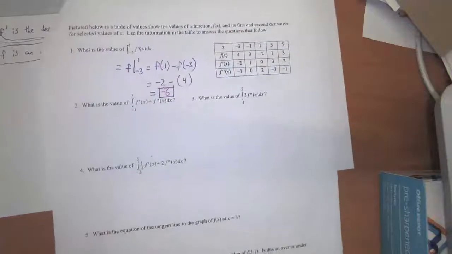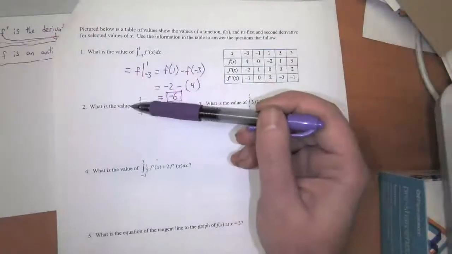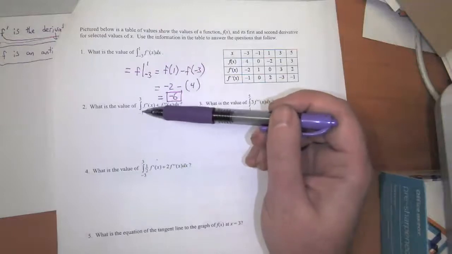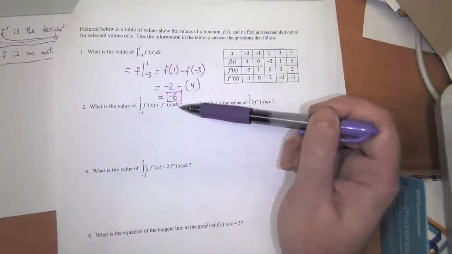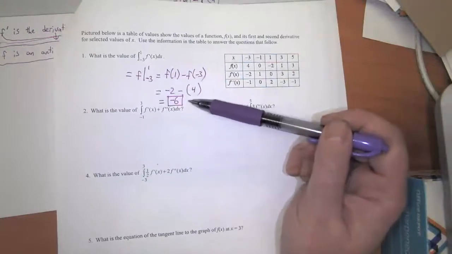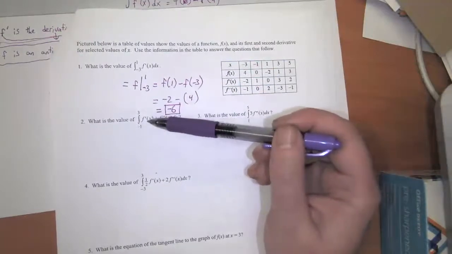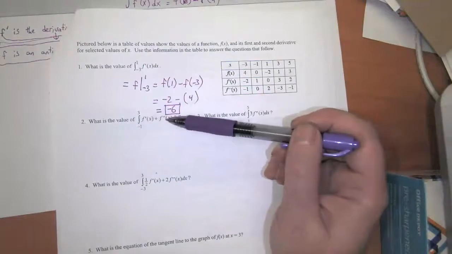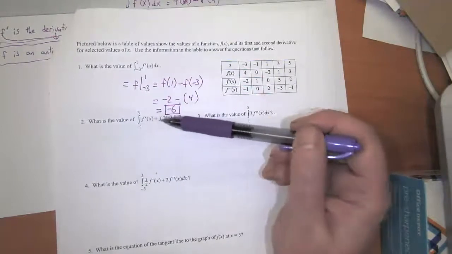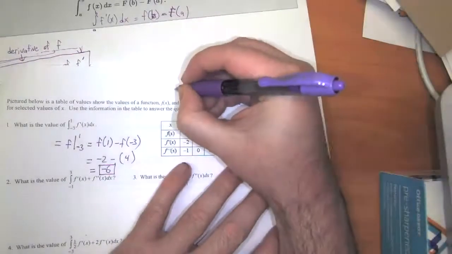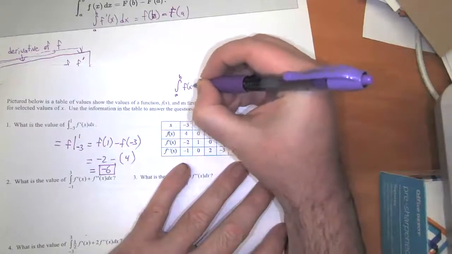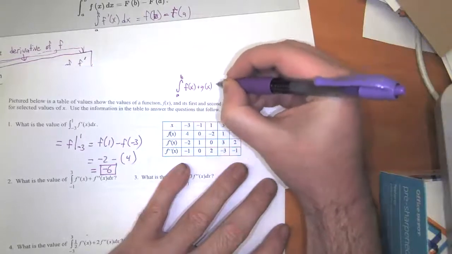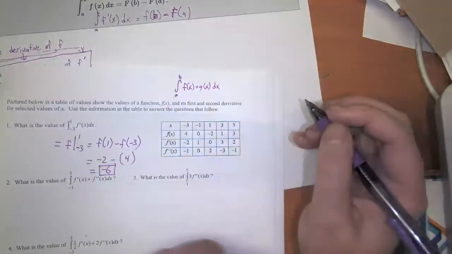Let's see the problems. All right, so here we want to calculate the value of the definite integral from -1 to 3 of f prime of x plus f double prime of x dx. The first part about this is that this is the sum of two functions. So how do you think I can calculate the definite integral? Let me write it like this. Let's say I have the definite integral from a to b of f of x plus g of x dx. How do you think I could solve that?